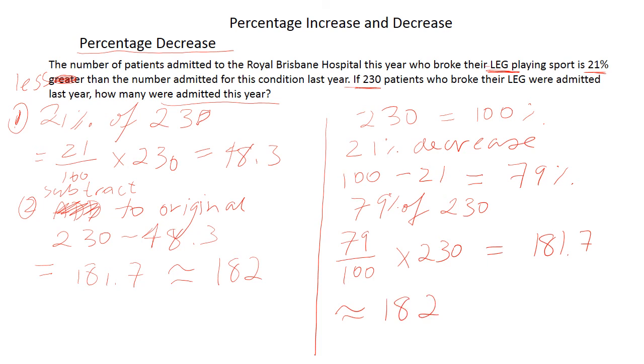So the first method is you find the percentage of the original and then subtract that percentage from the original. The second method, method 2, is you look at what percentage is going to be in the second year. So you have 100% and you're minusing that 21% to get 79%, and then you find what 79% of 230 is, and then you can see again they equal the same number.